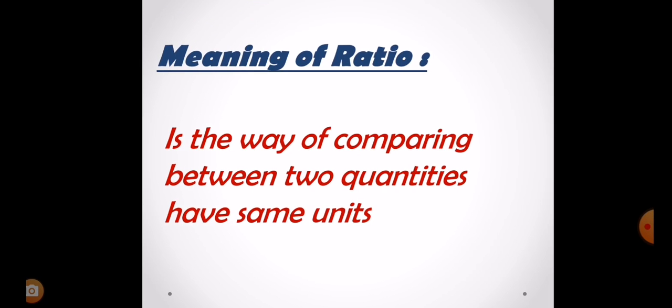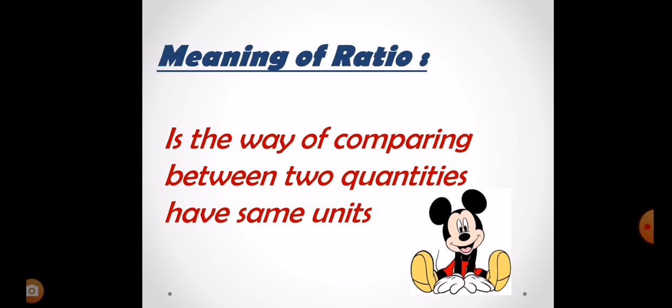Ratio is a way of comparing between two quantities or two numbers that have the same units. They must have the same units. If one is in kilograms, the other one must be in kilograms. If one is in centimeters, the second one must be in centimeters.